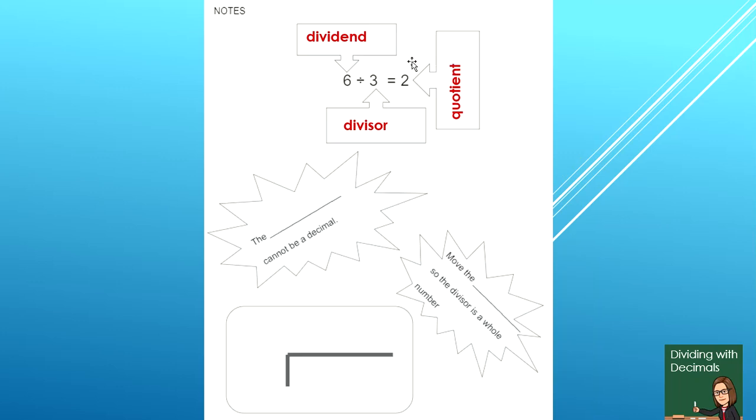Now, one thing you need to know about dividing by decimals is the divisor, this number here, cannot be a decimal. So if it is, you're going to have to change it. And the way you change it is you're going to move the decimal so the divisor is a whole number. And when you put it into the house, it's dividend divided by divisor equals the quotient on the top. And now I'm going to show you an example of one of them.